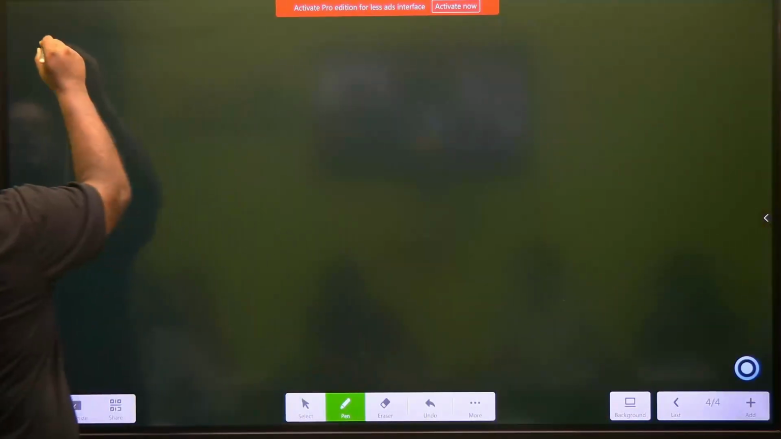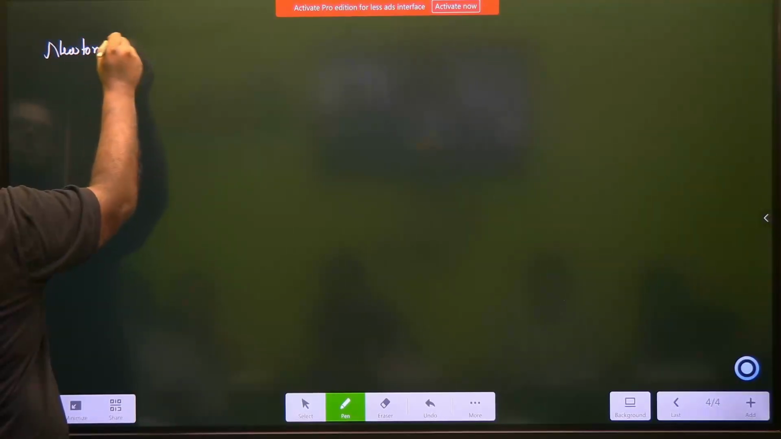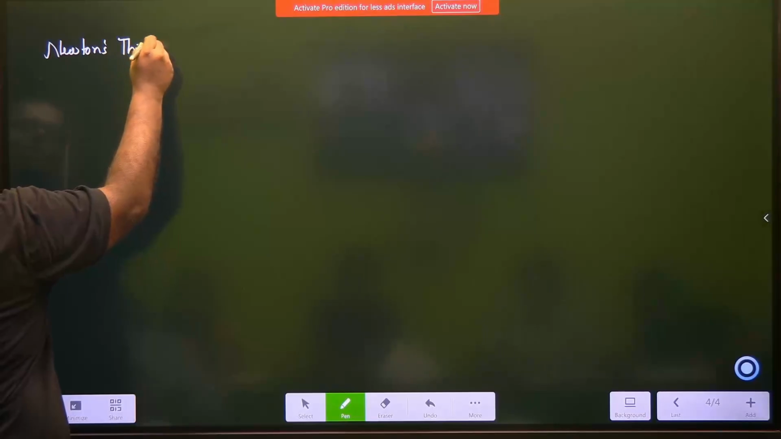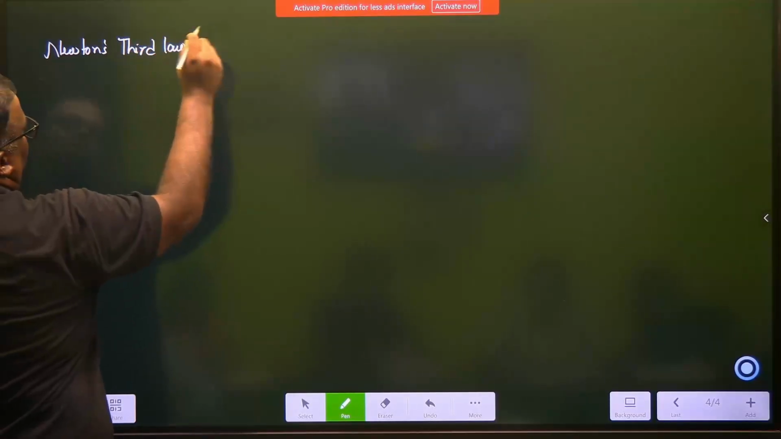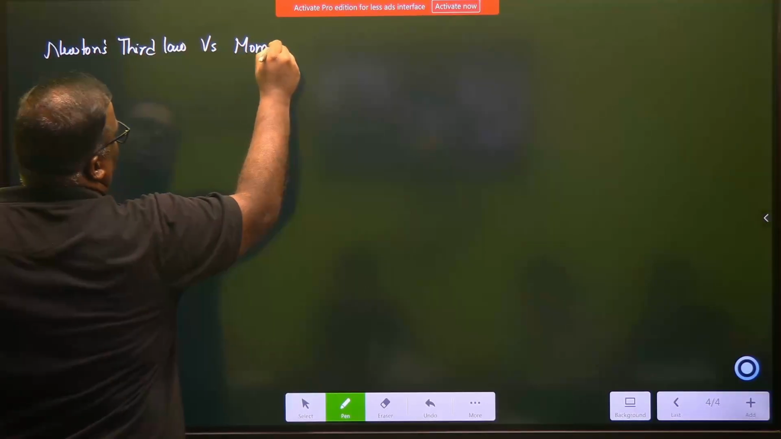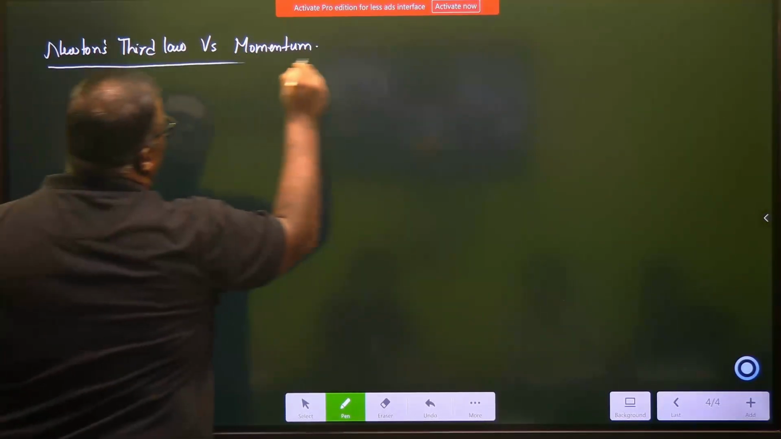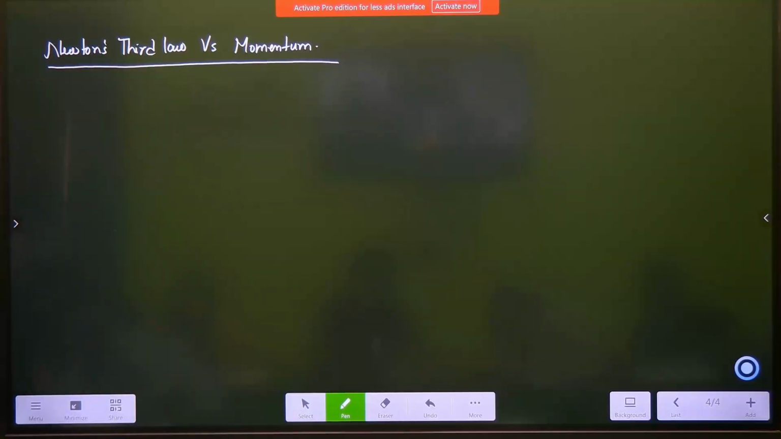So let's try to marry Newton's third law versus momentum. There's nothing to mug up if you understand the concept. Newton's third law versus momentum.